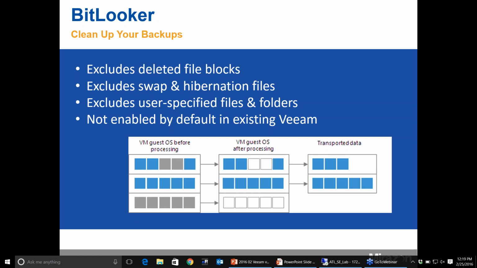Now, one thing to note, it's not enabled by default on an upgrade to version 9. It's very simple to enable this. There are actually 3 checkboxes when you're under the storage tab doing the advanced configuration, looking at where we configure the dedupe and the compression. So you're just going to hit 3 checkboxes for the deleted files, the swap and hibernation files, and then also any user files that are found as blocks that need to be excluded as well.